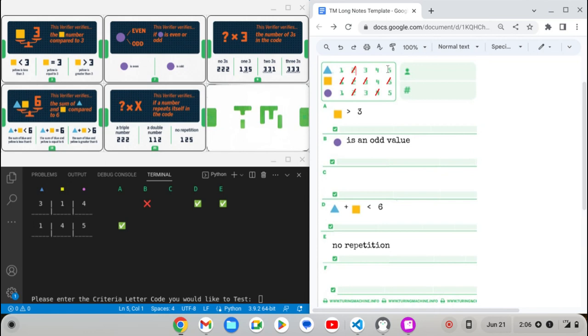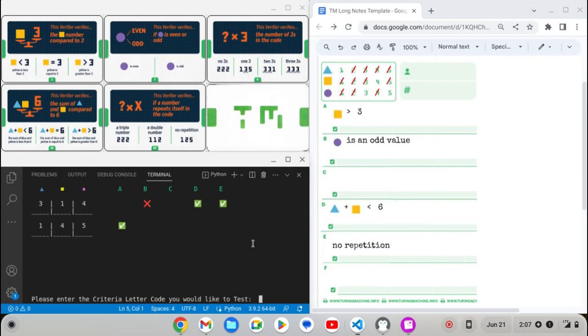So that means all of the above for triangle are also invalid. So we already know it's 1, 4. Of course, because there are no repetitions, we can now cross out the 1 since we've already established triangle to be 1. And now it just defaults to C: is there a 3 or not?